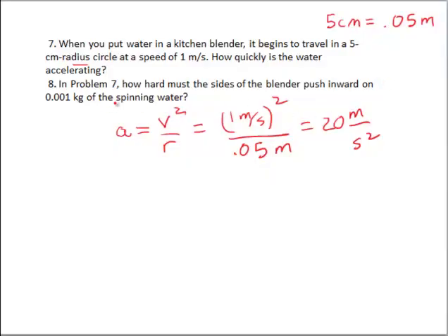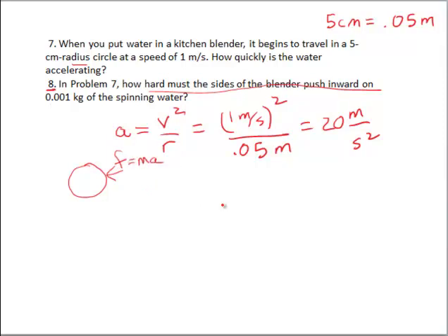And now that we're back, we've got problem 8. And they say, how hard must the sides of the blender push inward on 0.001 kilograms of spinning water? So, as we just saw, the water will come out of the blender if it's not pushed back in. So, how much must be the force that's pushing this back in?